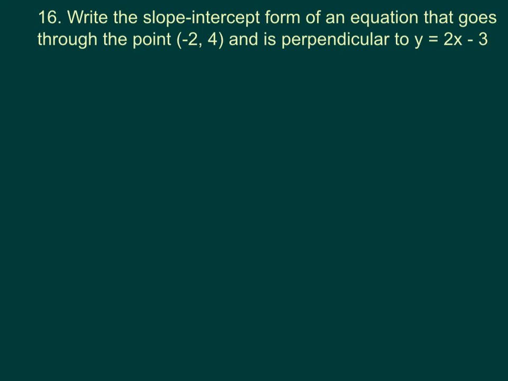Question 16 asks us to write the slope-intercept form of an equation that passes through the given point, negative 2, 4, and is perpendicular to the given equation, y equals 2x minus 3. So once again, we're looking for a line that is perpendicular, and we use the opposite inverse. We know that the slope of this line is 2. The opposite inverse of 2 is negative 1/2.